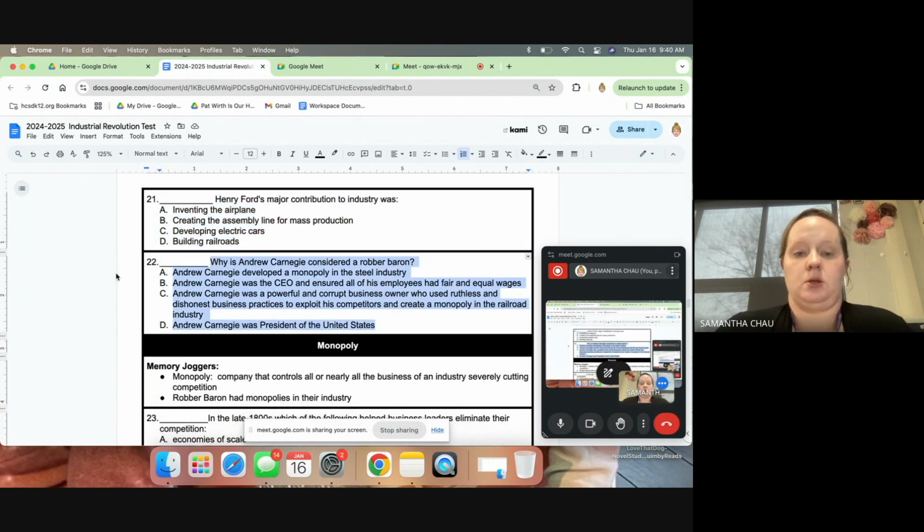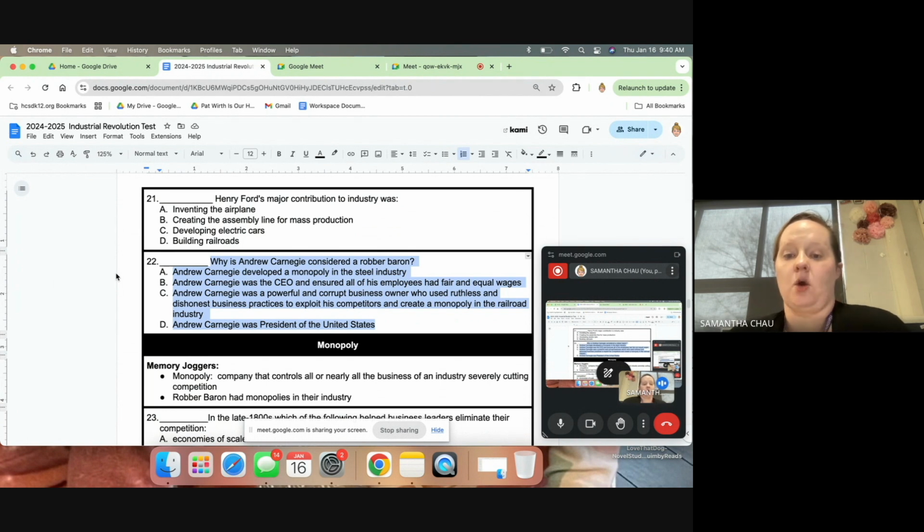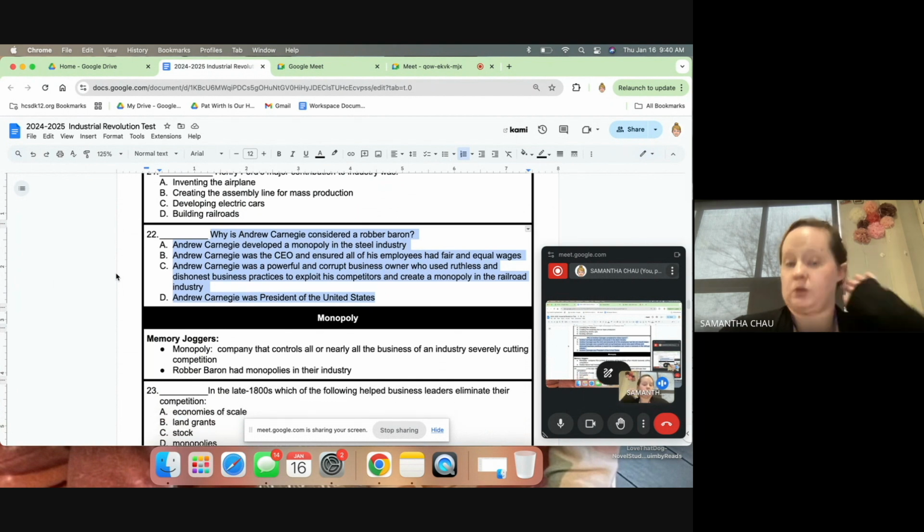Number 22. Andrew Carnegie is considered a robber baron. Why is Andrew Carnegie considered a robber baron? Andrew Carnegie developed a monopoly in the steel industry. Andrew Carnegie was the CEO and ensured all of his employees had fair and equal wages. Andrew Carnegie was a powerful and corrupt business owner who used ruthless and dishonest business practices to exploit his competition and create a monopoly in the railroad industry. Andrew Carnegie was president of the United States.